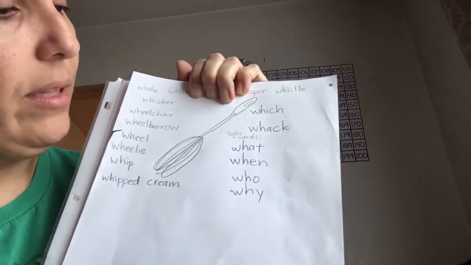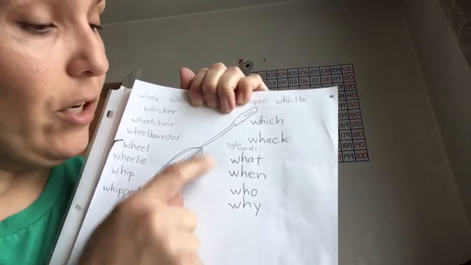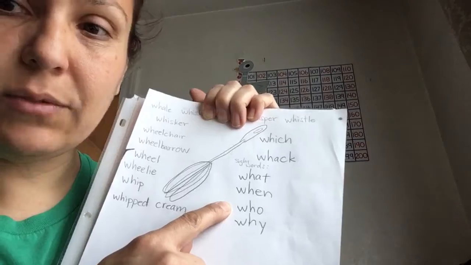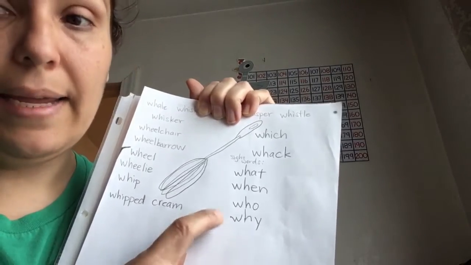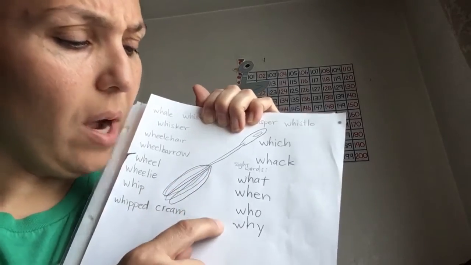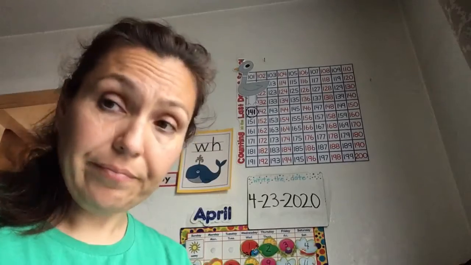Okay. And then there are some sight words that begin with WH. What is asking a question. When is also asking a question. Who is asking a question. Why. These are all asking questions. What, when, who, why. Okay. And let's say you don't want to write a WH word in your sentences. Don't worry, write about anything you want. We know lots of sight words, my friends, okay?